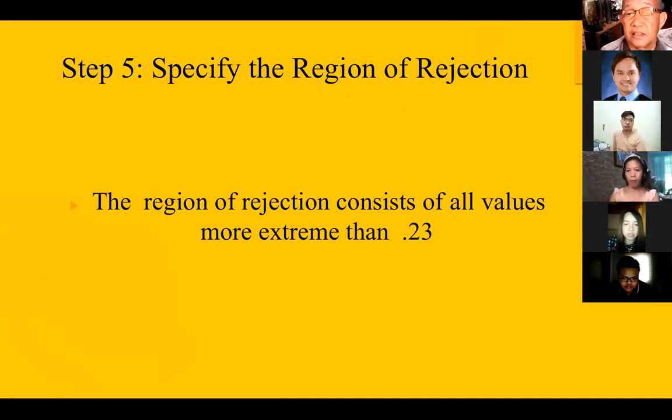Specify the region of rejection. The region of rejection consists of all values more extreme than 0.23. Where does that come from? All stat books have a table of correlation coefficient at the back. Okay? You look there, you check the table. Find the alpha. What is our alpha? 0.05. So find 0.05 horizontally. Vertically, DF or n-1. Our n is 62. So n-1 is 61. So find 0.05 horizontal, 61 vertical, then extend the lines.